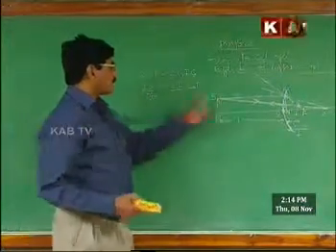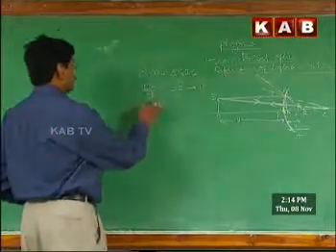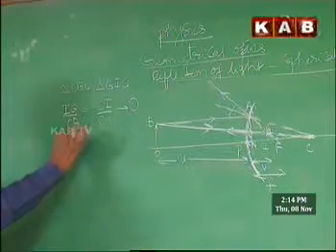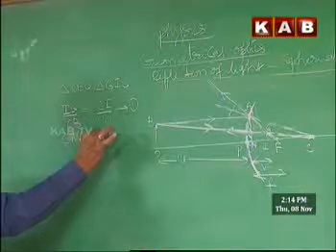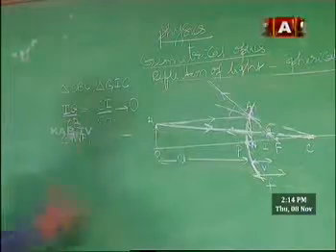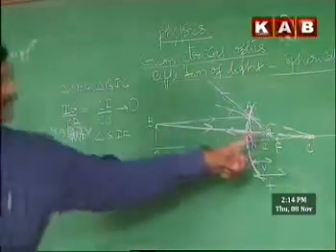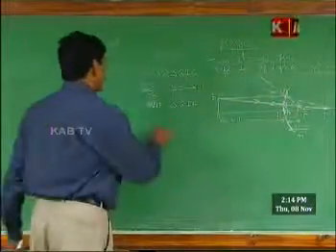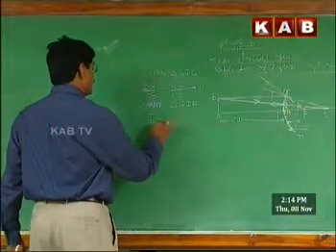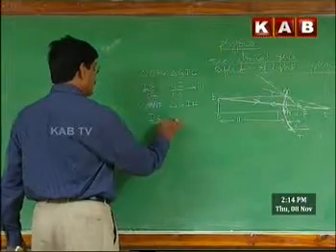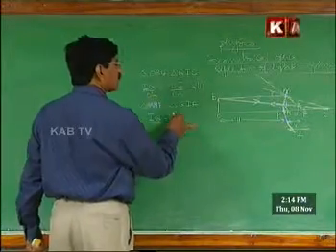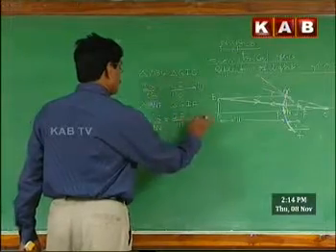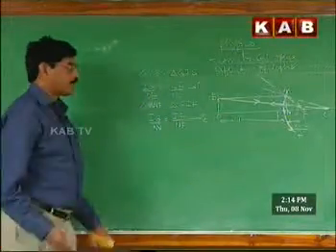Next, we consider the triangle ANF and triangle GIF. These are also similar triangles. From this, IG by AN is equal to IF by NF. This is another equation we got.